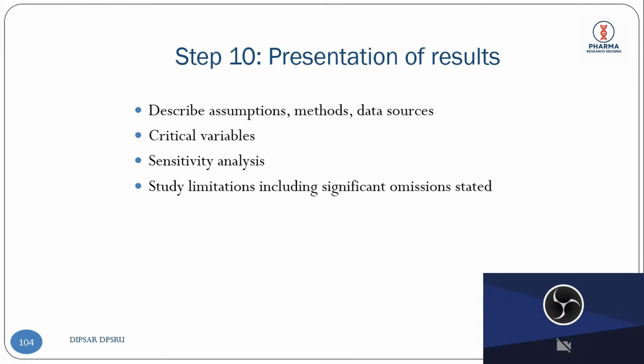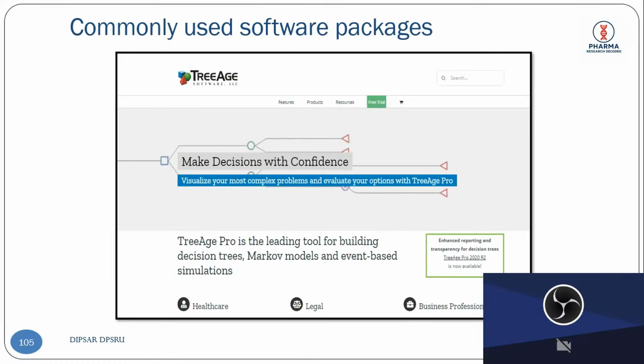Then you can present the results, right? Critical variables, study limitations, all these things you can present in the results, and these are the commonly used software packages, trees. So next session I will try to explain how to use trees for pharmacoeconomic modeling, but before that we will do one session on pharmacoeconomic modeling, right? But before pharmacoeconomic modeling, go through all these basics, then only you can do it. Go through the transition probability, right?